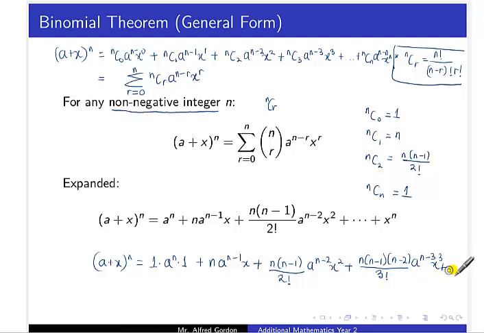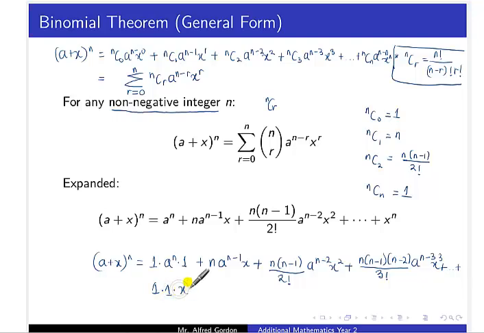So this continues up to the last term, where n combination n is 1. We have a to the power n minus n, which is a to the power 0, which is also 1.